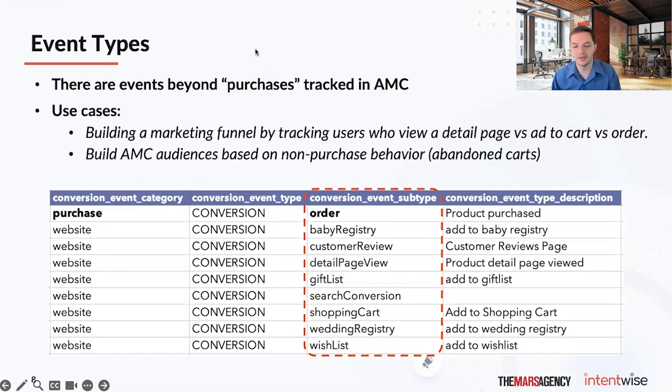Some of those examples are things like going to your detail page, adding a product to a cart, adding a product to a baby registry or a wedding registry or a wish list, all sorts of actions that can be really helpful, but generally are hidden in all other sorts of Amazon reporting. Some of these use cases are things like building a really concrete vision of your marketing funnel. So understanding how many users did I serve an ad to? And then of that cohort, how many clicked, how many added to their cart, and then how many purchased.